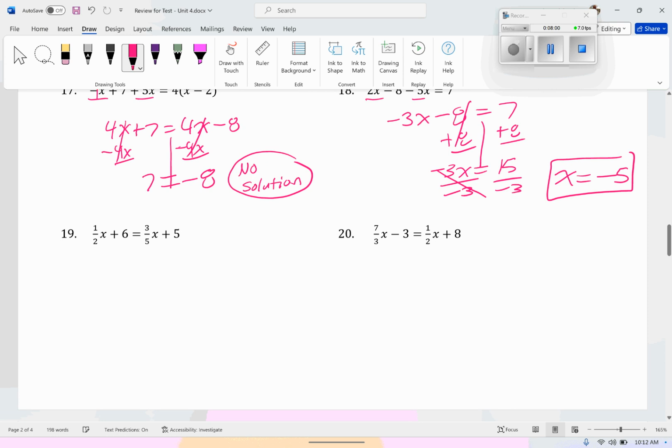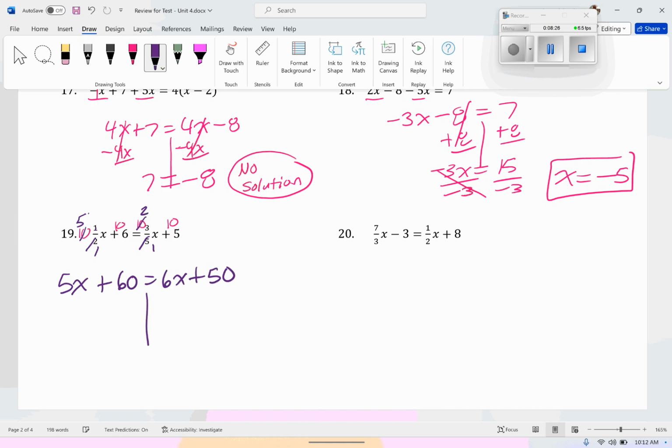Number 19, let's not be afraid of the fractions. I have a 2 on the bottom. I have a 5 on the bottom. 2 times 5 is 10. I'm going to multiply everything in the problem by 10. And when I do that, 2 goes into 10 5 times. 5 times 1x is 5x. 10 times 6 is 60. 5 goes into 10 twice. 2 times 3x is 6x. And 10 times 5 is 50.